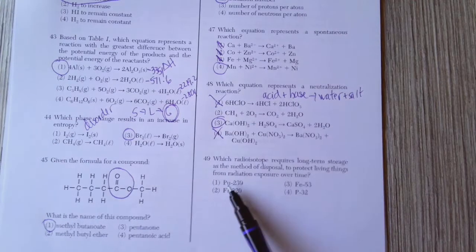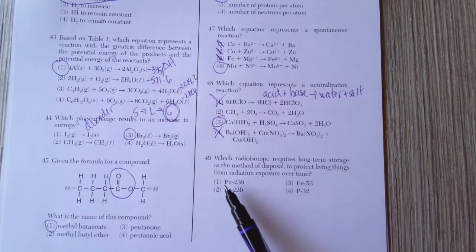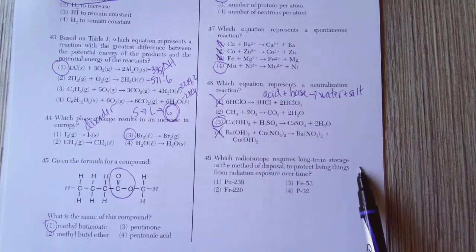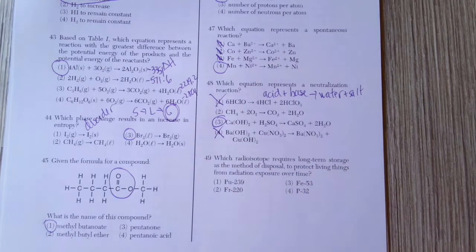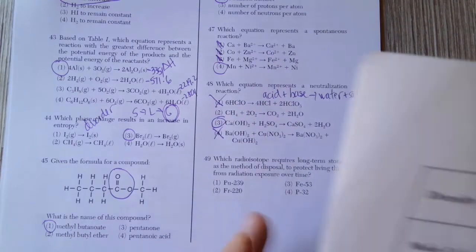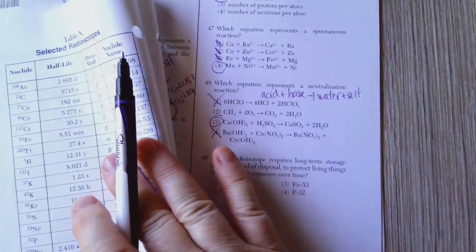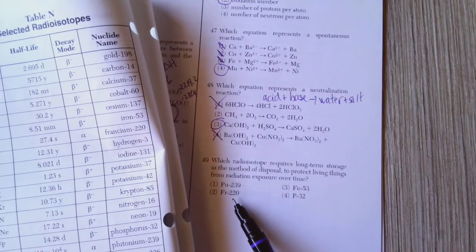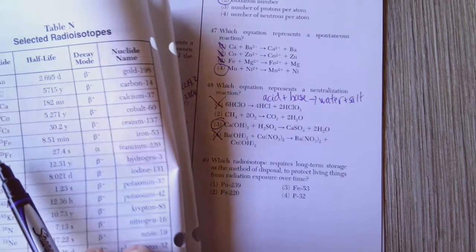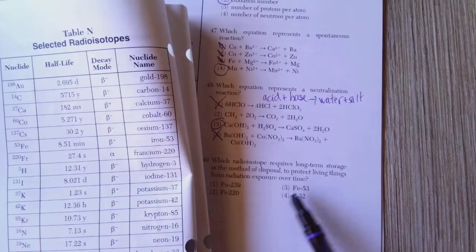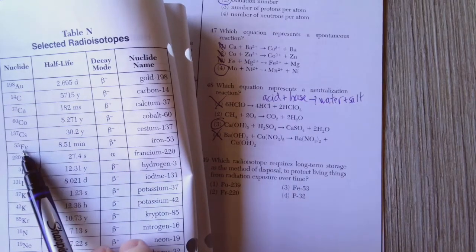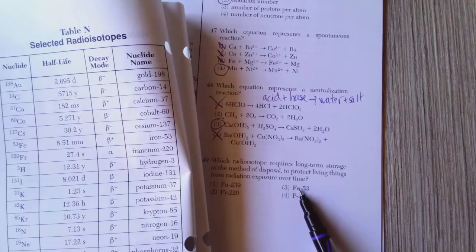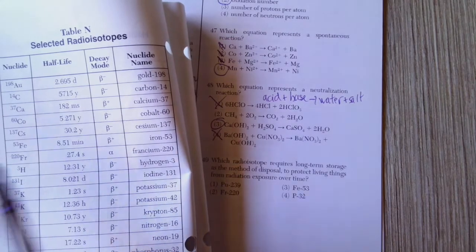Which radioisotope requires long-term storage as a method of disposal to protect living things from radiation exposure over time? So, you don't have to remember that. Look at Table N. Which one of these is going to be on Table N? And what you will see is, look at this, francium 220. And then we have lead 53.